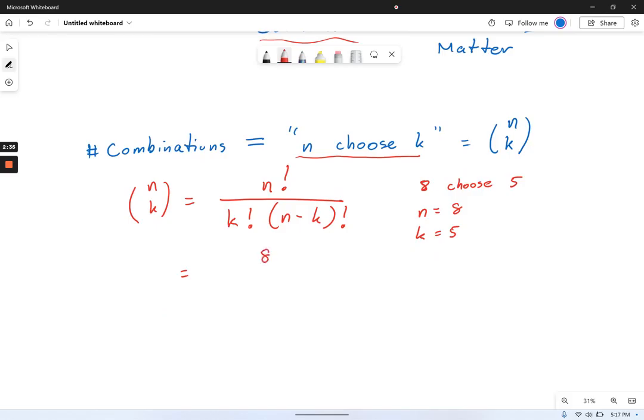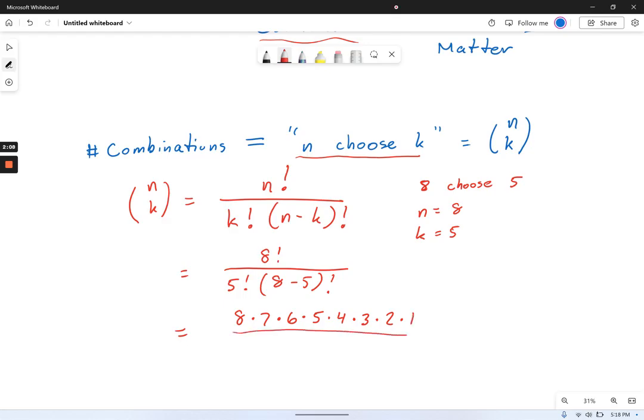So this is going to become 8 factorial divided by 5 factorial times 8 minus 5 factorial. We simplify this a little bit. You probably know what the factorial symbol is. Maybe you're not familiar with it, but it basically just means you multiply by all the numbers in order that are smaller than the number. So this is going to be 8 times 7 times 6 times 5 times 4 times 3 times 2 times 1. And now we've got 5 times 4 times 3 times 2 times 1 from that 5 factorial. Now 8 minus 5 is just 3, so 3 factorial, I'm going to put that over here on the right. That's just 3 times 2 times 1.